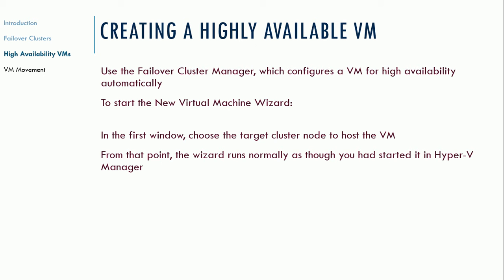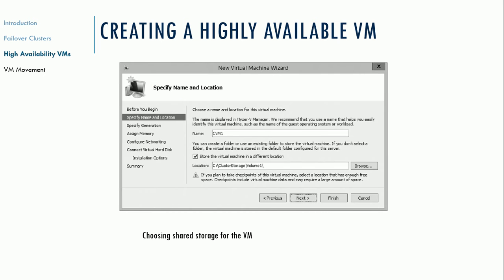So we're going to start the new virtual machine wizard. We're going to click the Roles node in the Actions pane, and then click Virtual Machines, and then New Virtual Machine. So this is how we create our new virtual machine that's highly available. In the first window, you're going to choose the target cluster node for the VM, and from that point, you'll install the VM just like you would on any other machine. So it really isn't any different once you get this configured.